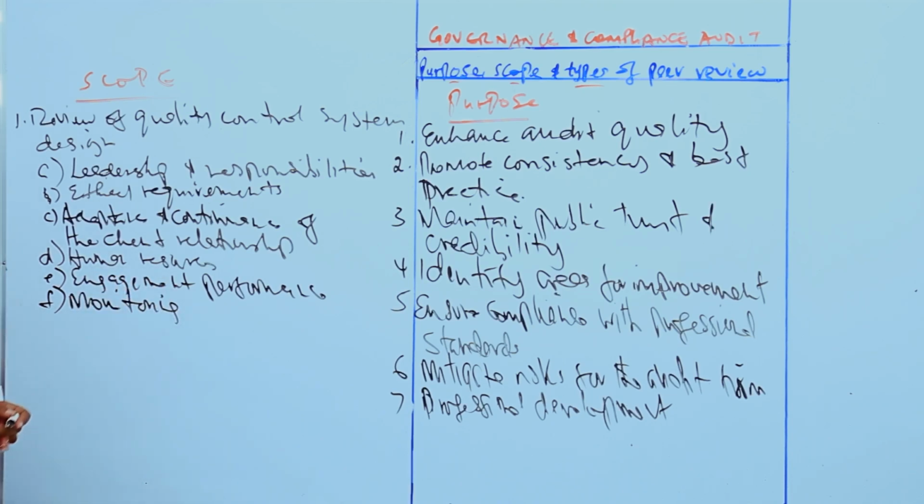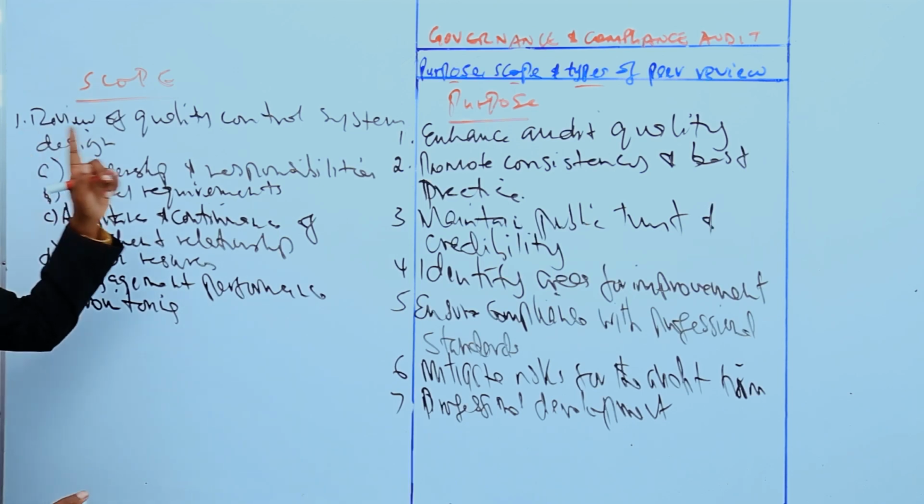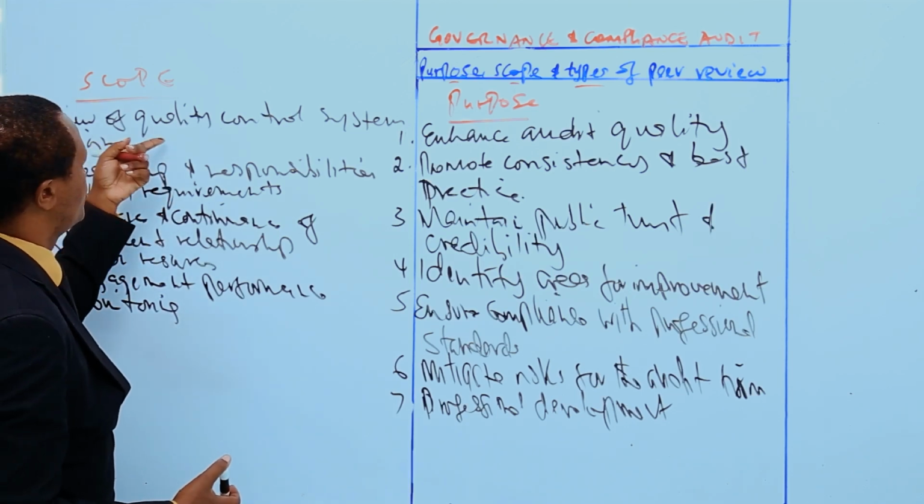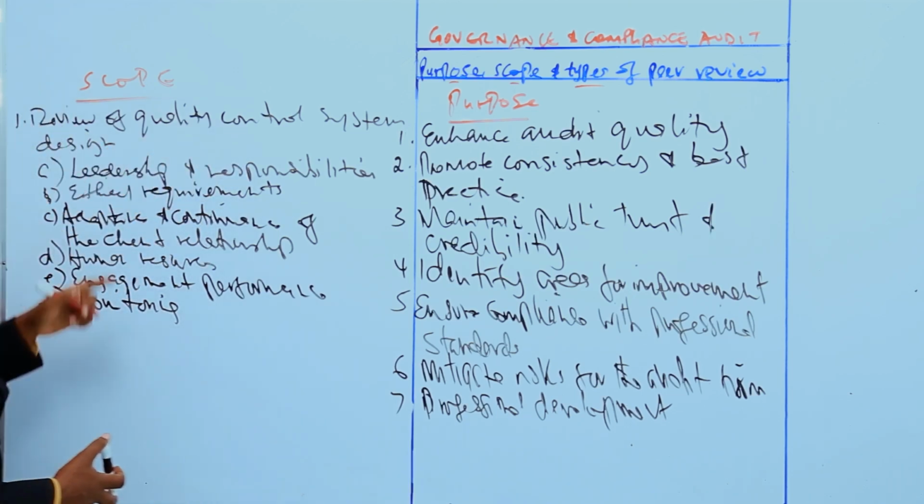Monitoring is part of the scope of peer review. Monitoring means assessing the effectiveness of the audit firm's internal monitoring processes to ensure that its quality control system is operating effectively. So that's the first scope. Review of quality control system design.